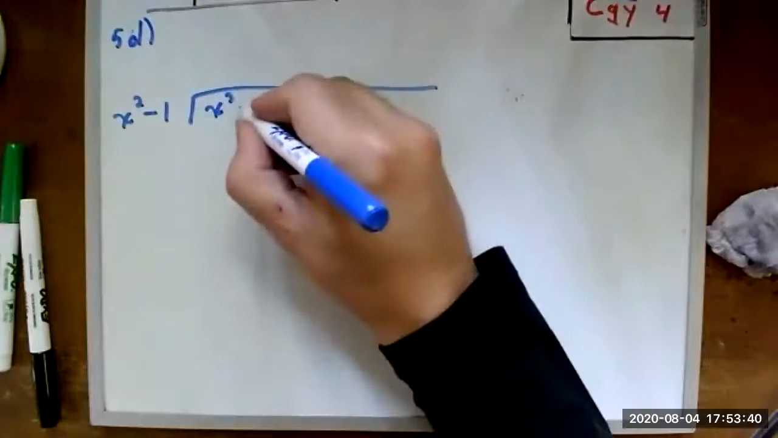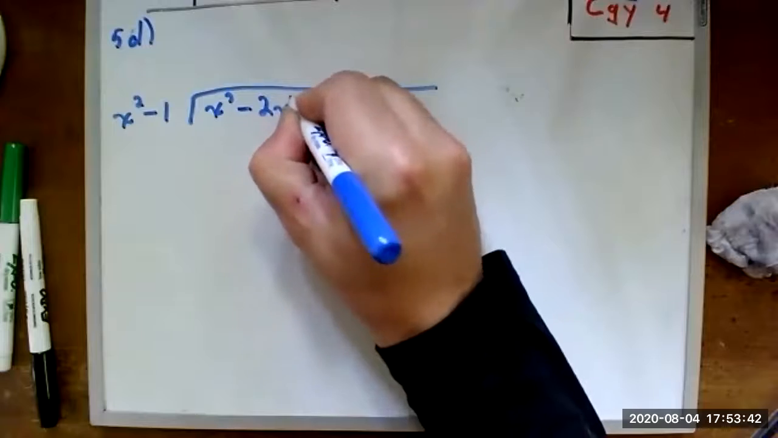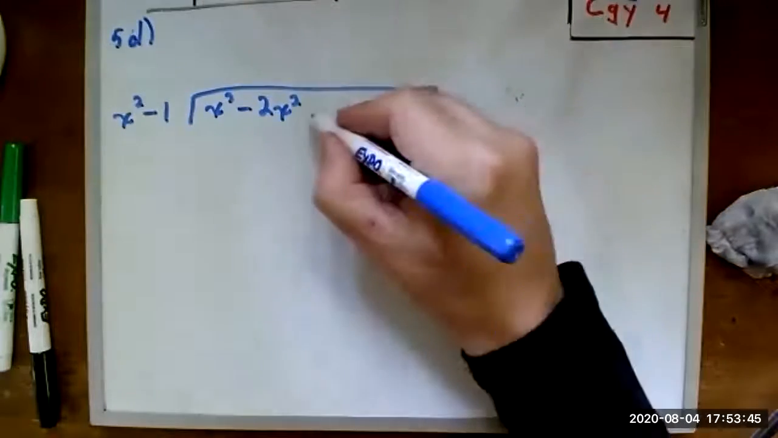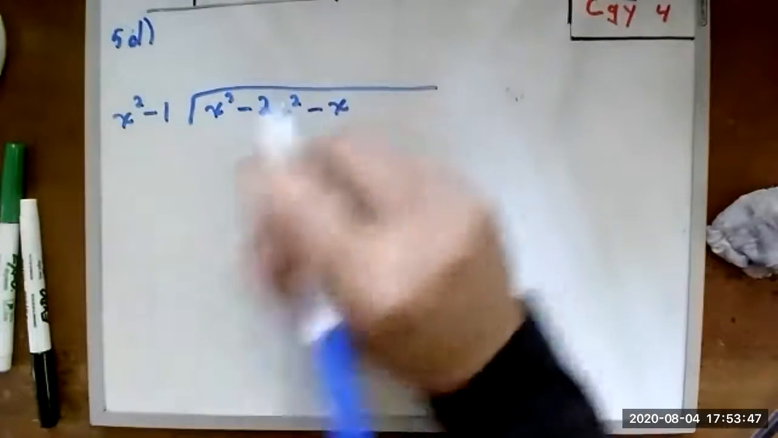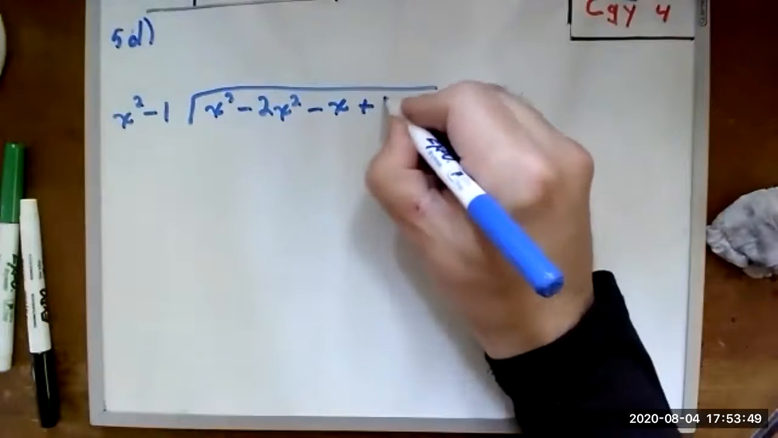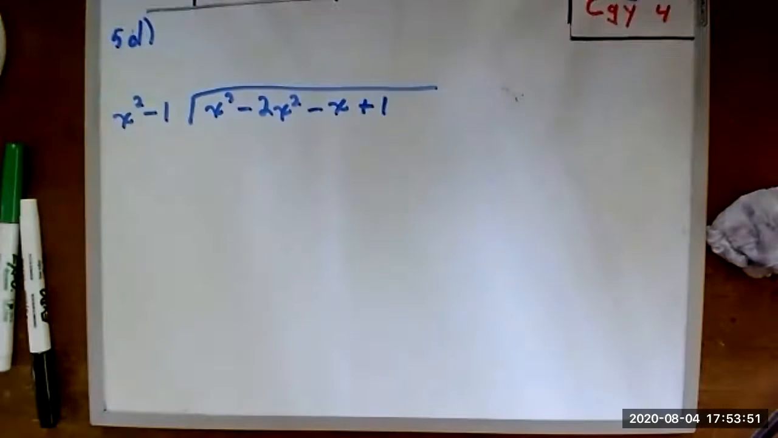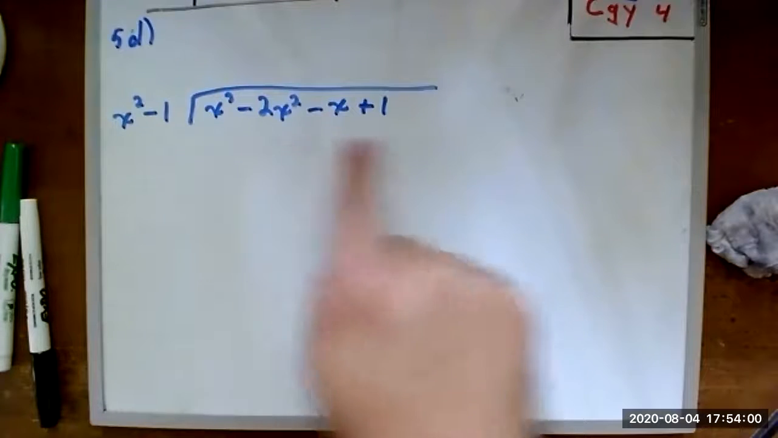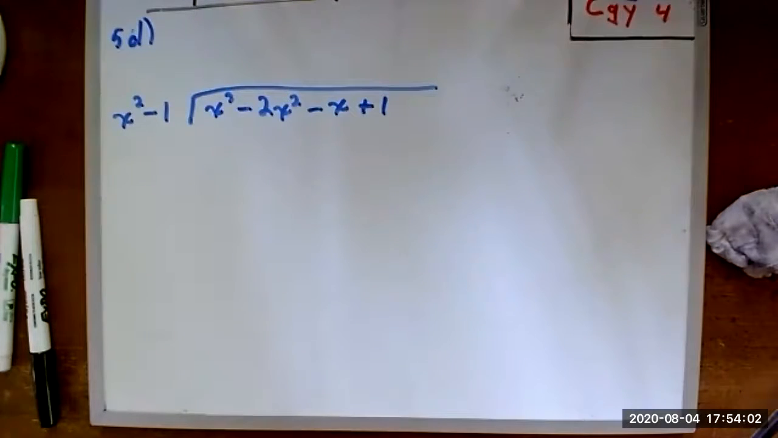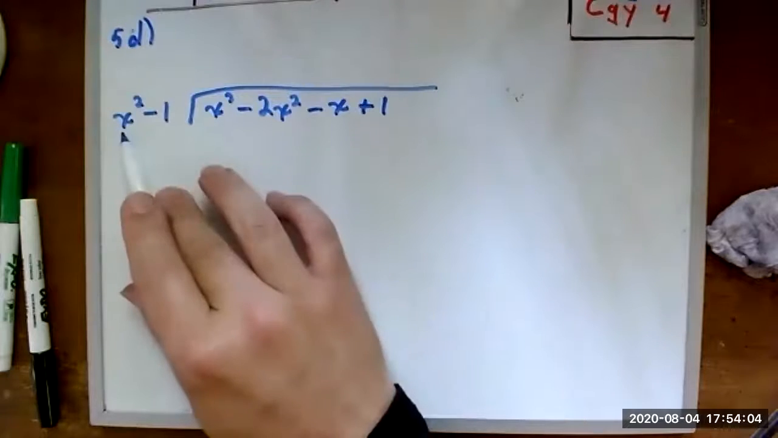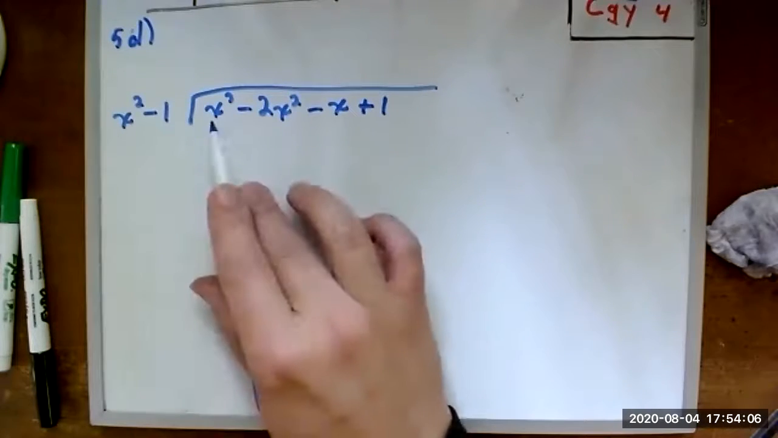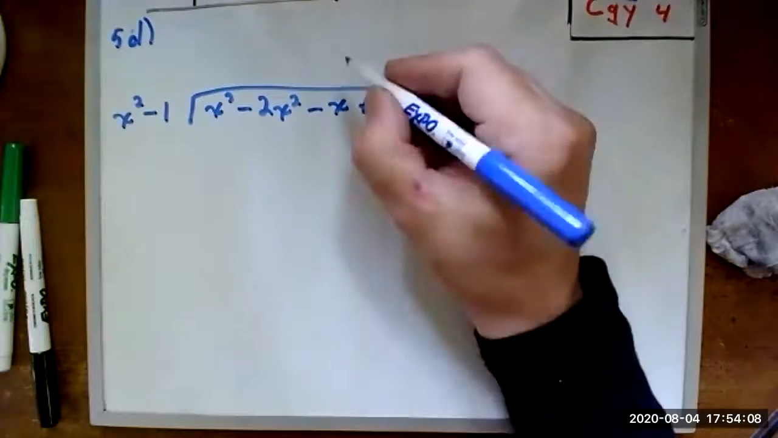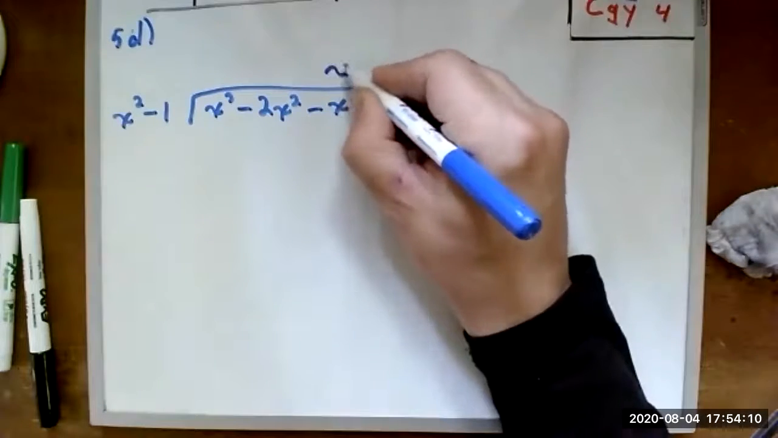So we go with x squared minus 1, and this is going to go into x cubed minus 2x squared minus x plus 1. Okay, this is going to be slightly interesting because we're dealing with a squared here. We're going to end up skipping around a little bit.